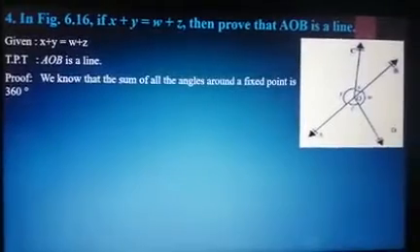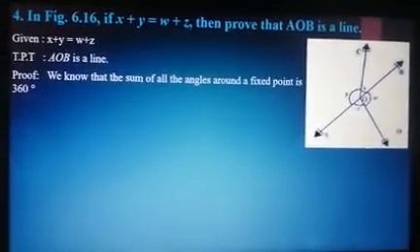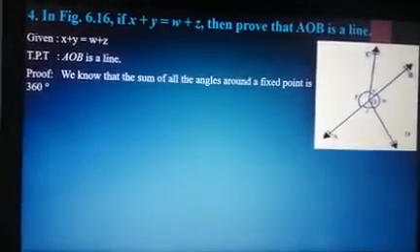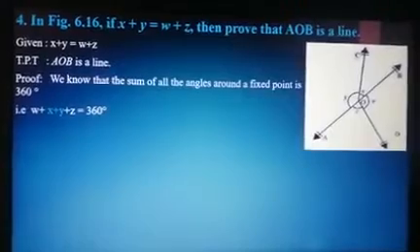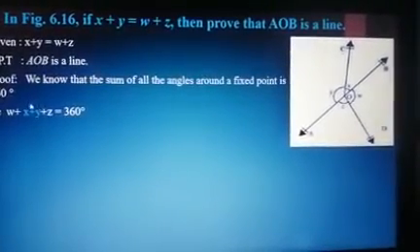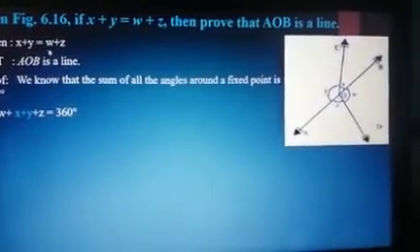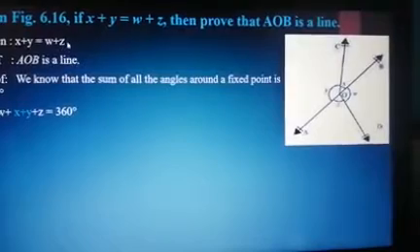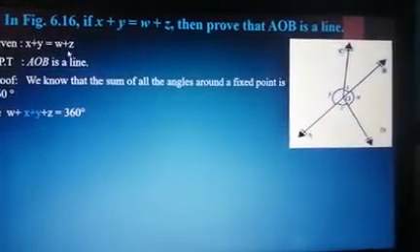Okay. So we know that the sum of all the angles around a fixed point is 360 degree. That is a complete angle. So that is x plus y plus z plus w is equal to 360 degree. Here I have written x plus y in the blue color. The reason is, what is x plus y equal to according to the given condition? It is w plus z. So in place of x plus y, I'm going to replace it with w plus z.